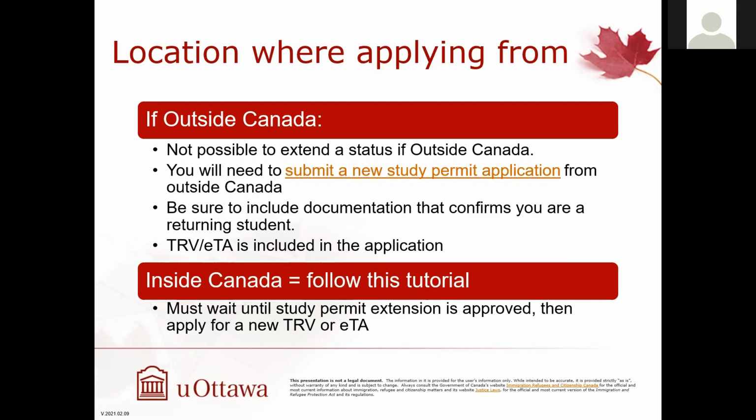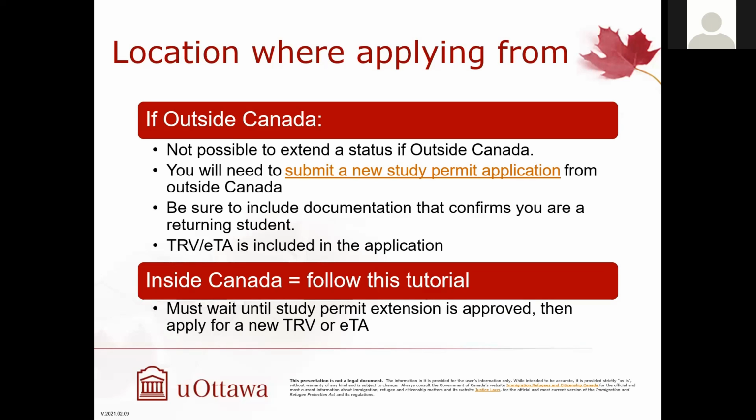In that study permit application, you would include a letter of explanation that explains how you're a returning student and why you're outside Canada, because of COVID, whatever. And you're going to include documentation that confirms you're a returning student. So your transcript that shows all the courses you've already taken, and official enrollment verification, so that IRCC can see, okay, this is actually not a new student. This is a student who's outside and now needs to come back.